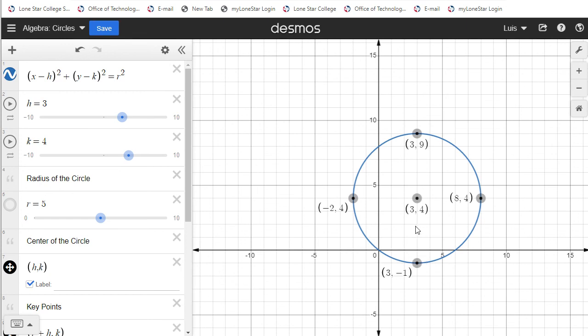So if we were going to do this from scratch, you would go down 5 units, which is -1, up 5 units, which is 9, and then left and right respectively. So 3 minus 5, -2, and then similarly 3 plus 5, 8 comma 4.